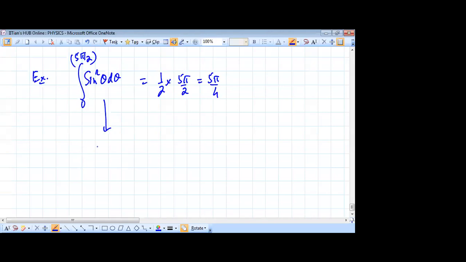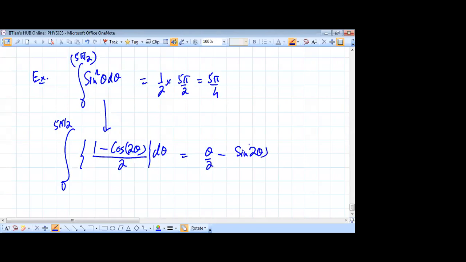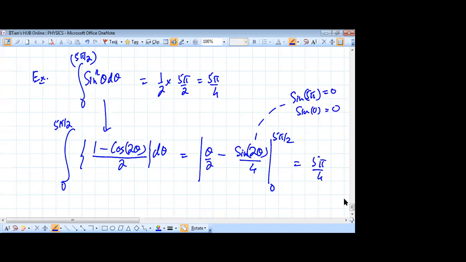This will become 1 minus cos 2 theta by 2 d theta, integration from 0 to 5 pi by 2. So that should be theta by 2 minus sine 2 theta by 4 from 0 to 5 pi by 2. You can see that we get this as 5 pi by 4, because sine 5 pi is also 0 and sine 0 is of course 0. Now you can see that this is an odd multiple of pi by 2. This is in fact a half cycle of sine square. So it's working.